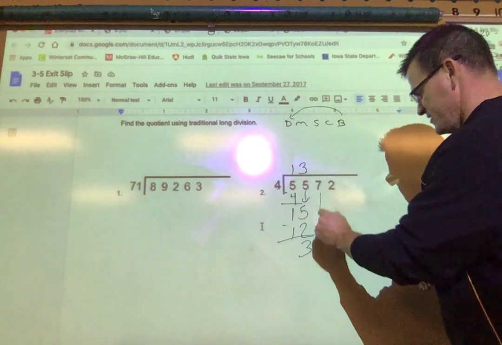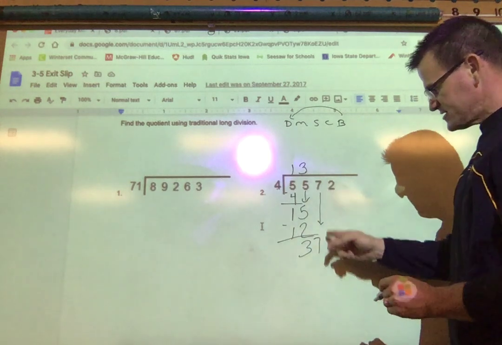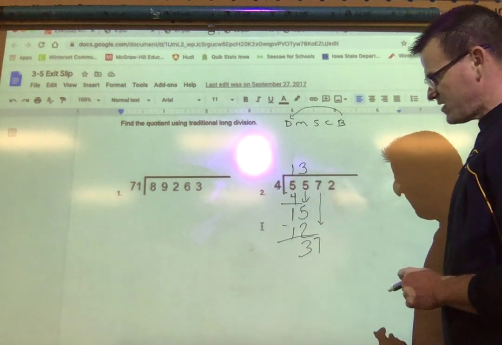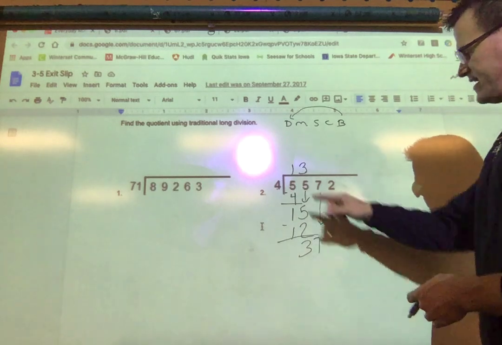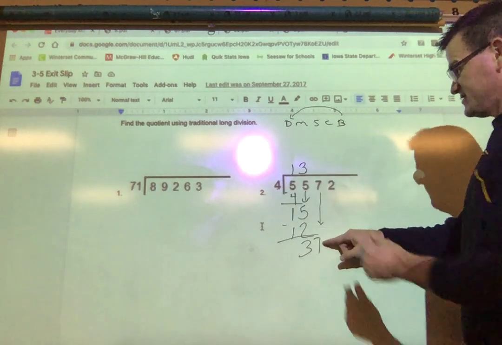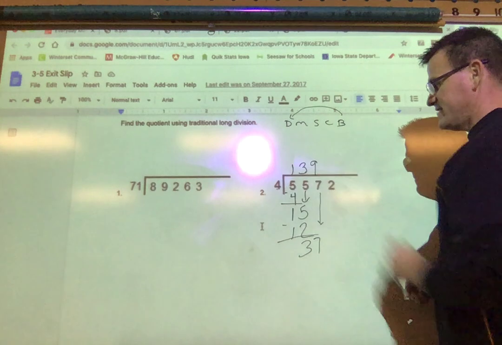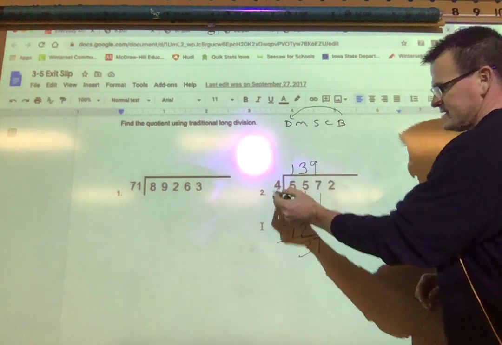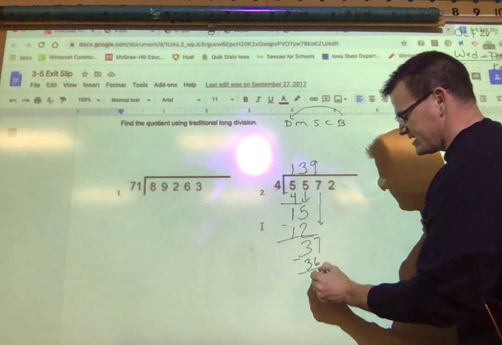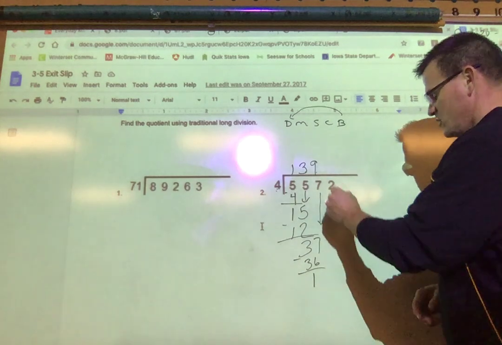So now I bring down the 7. Again, I draw the arrows. Helps me stay lined up and remind me what I've already brought down. And divide again. I know 4 times 9 is 36, which is really close, so I know I'm going to guess 9 on my divide step. Multiply. 9 times 4 is 36. Subtract to get 1. And one more thing to bring down.